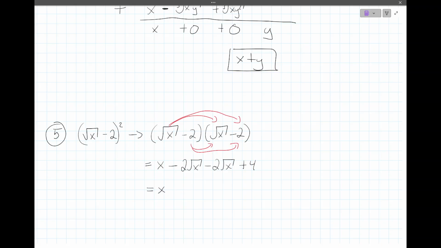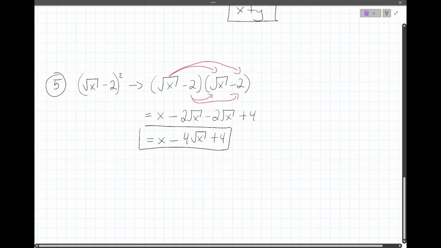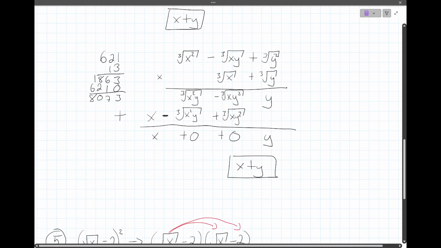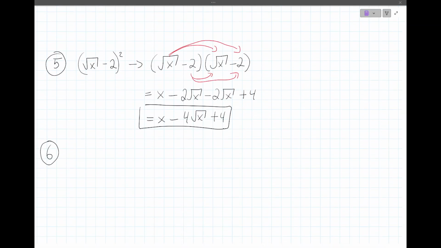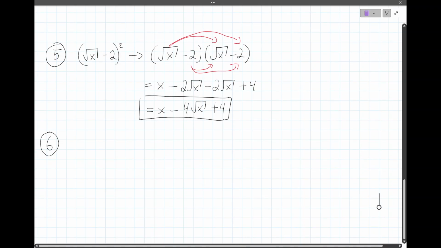We should have the radical in the middle. X minus 4 root x plus 4. So it should look a little familiar to us that this is just kind of like our factoring rules, that we could do this also with rational exponents and square roots. Let's see, how much time is this? So far we're at 13 minutes. Let's do a last example for this.